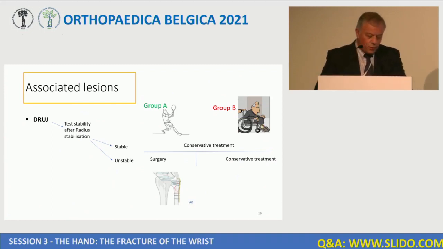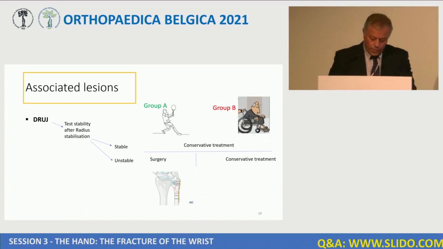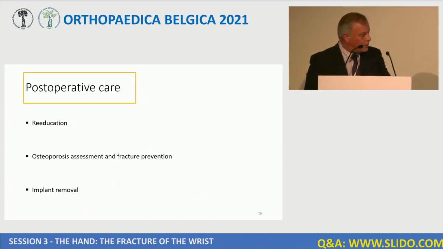For the distal radioulnar joint, this joint will be tested after stabilization of the radius. If instability persists in group A, then surgery for ligament reinsertion or ulnar synthesis will frequently be performed. Conservative treatment will be favored in group B, with excellent results in the literature.